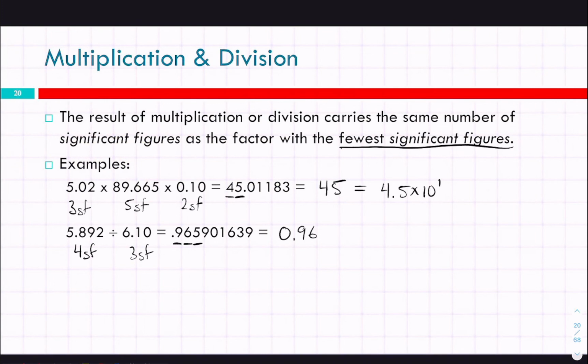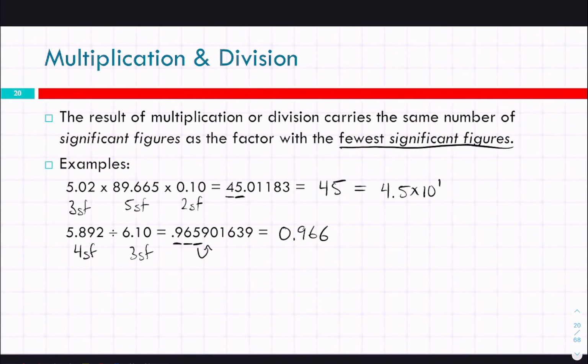and I think the next slide has this on there. But if the number after our last sig fig is 5 or greater, we round up. If it's 4 or less, we just drop everything and we leave it. So because we have a 9 here, this will be 0.966. Cool.